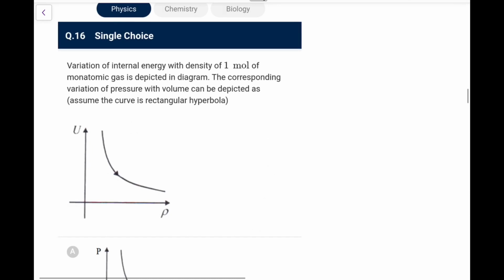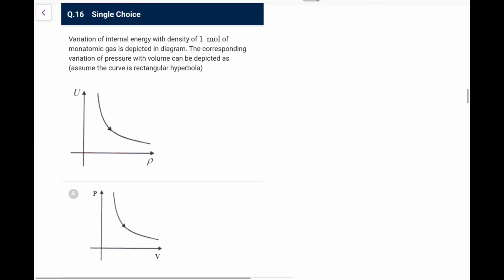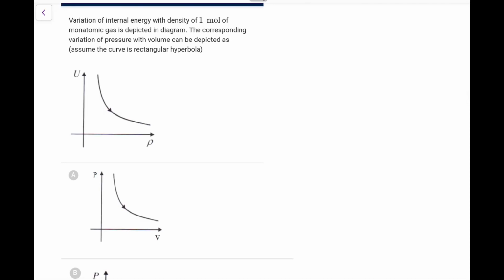Now the next one: variation of internal energy with density of 1 mole of monoatomic gas is depicted in the diagram. The corresponding variation of pressure with volume can be depicted as... So U is given as a function of density for 1 mole of monoatomic gas. Because it is an ideal gas, it's basically T versus rho. You can take it like this. This is T versus rho.